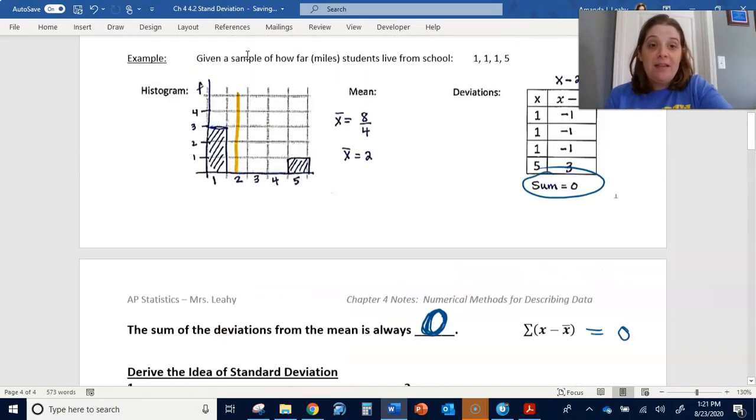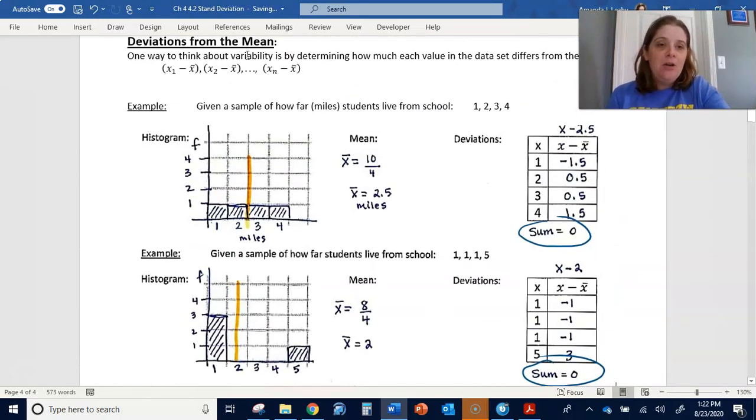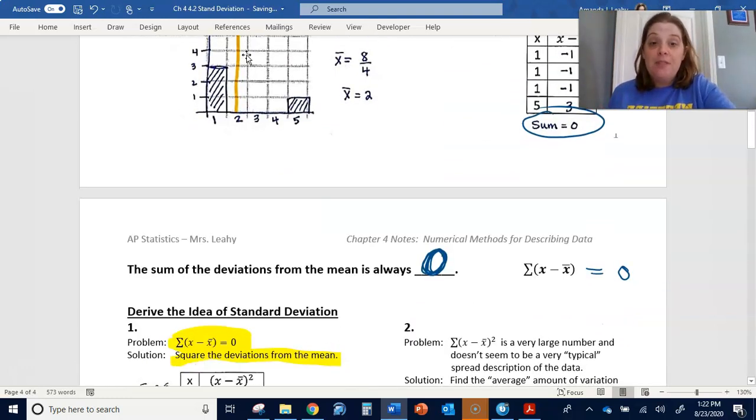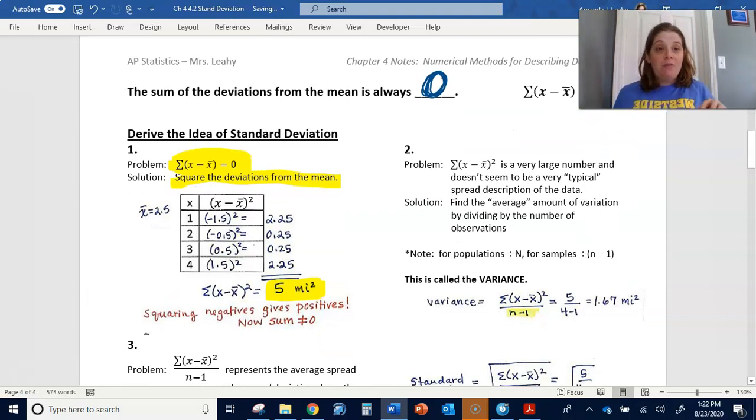If I scan back to that first page again, up here, 1.5 squared, 0.5 squared, 0.5 squared, 1.5 squared, those give us 5. Down here, I would end up with 1 plus 1 plus 1 plus 9, which gives me 12 there. So I do get differences. They don't add up to 0 anymore. So that solves the problem of making every data set the same.